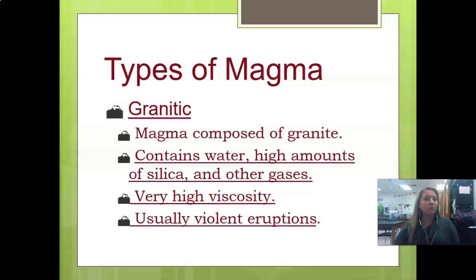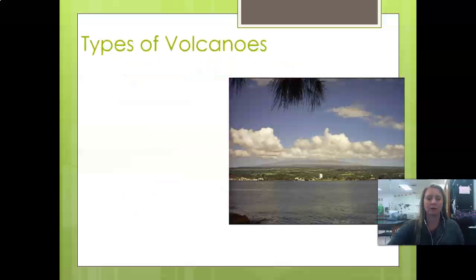And this granitic magma is normally extremely explosive due to that high amount of silica and the other gases, which is normally going to be carbon and methane, other types of greenhouse gases. So granitic eruptions are very, very explosive. This would be your Mount St. Helens or your Mount Vesuvius, Mount Etna. These eruptions kind of blow off the top of the volcano, sort of.